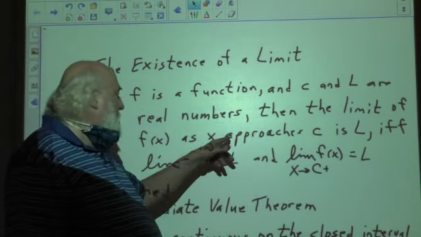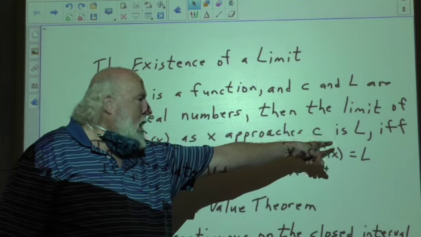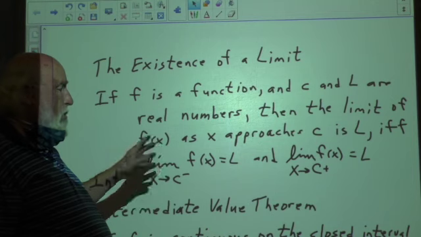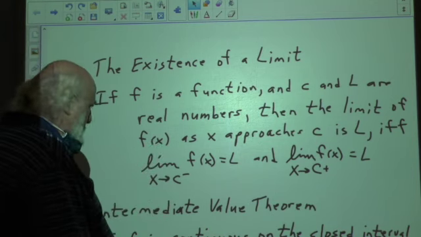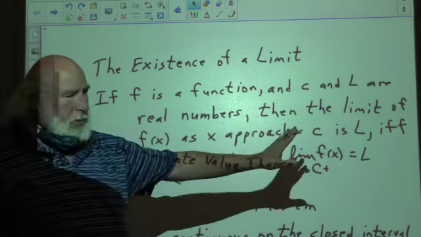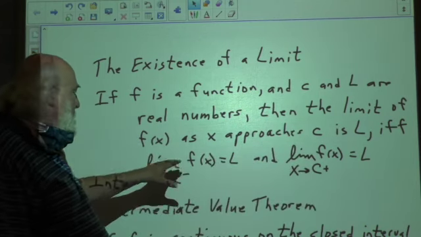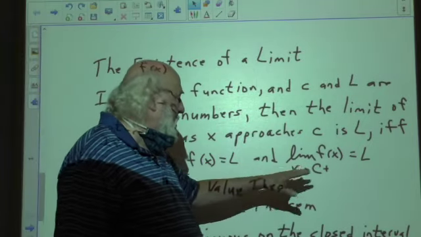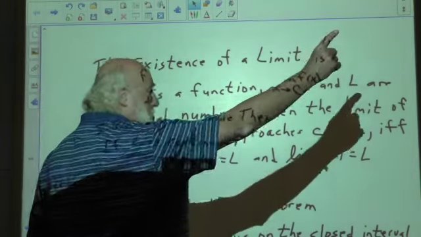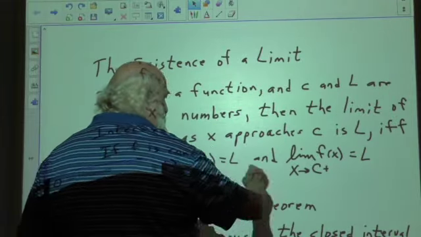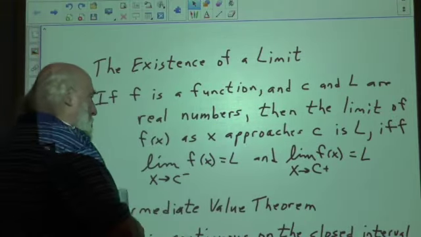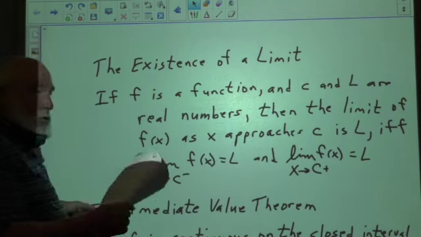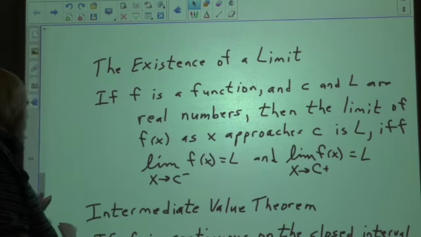Then the limit of f of x as x approaches c is L if and only if the limit as x approaches c from the negative side, meaning you start on the left of c approaching c, is L, and the limit of f of x as x approaches c from the right hand side, so you start on this side of the curve and approach it, gives the same value. If those two are both true, then L is definitely your limit. And again, we're going to see examples of that as we go through this.